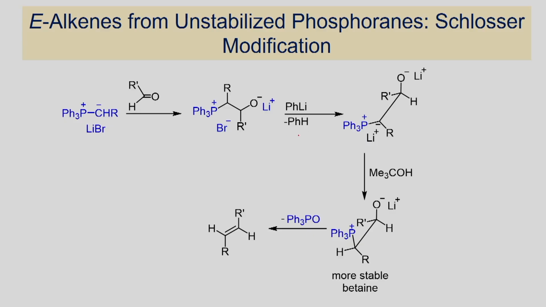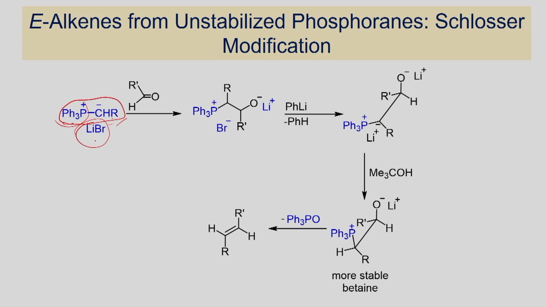If you want to make trans alkene using the unstabilized phosphorane, how will you do it? One of the ways is, if you have the alkyl halide, as I just mentioned, react it with triphenylphosphine under nitrogen atmosphere to make the salt. Once you form the salt, you react with a base like sodium hydride to make the ylide. Once you form the ylide, you react with lithium bromide.